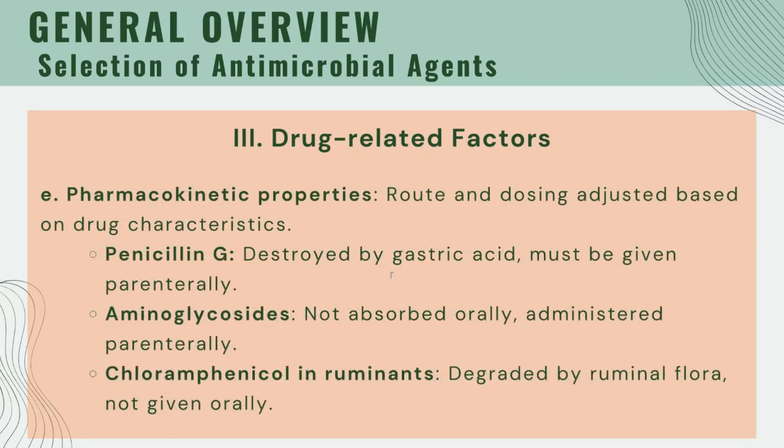Pharmacokinetic properties. Penicillin G, aminoglycosides, and chloramphenicol in ruminants cannot be given orally and are given parenterally. Aminoglycosides cannot pass through the blood-brain barrier and are ineffective in bacterial meningitis, whereas sulfadiazine, chloramphenicol, cefotaxime, and rifampin can pass through the blood-brain barrier and attain high concentration in CSF and are the preferred drugs in meningitis.